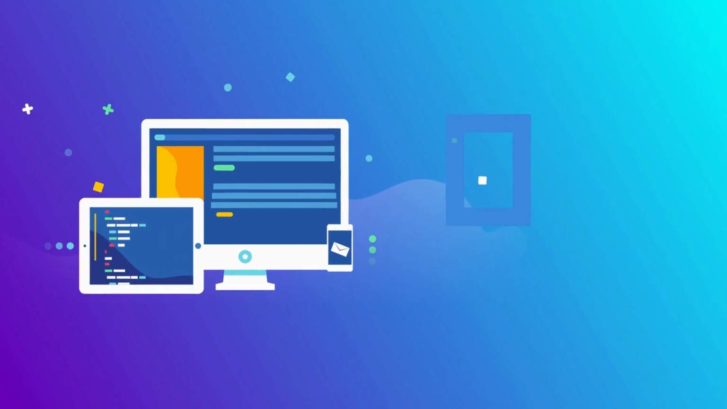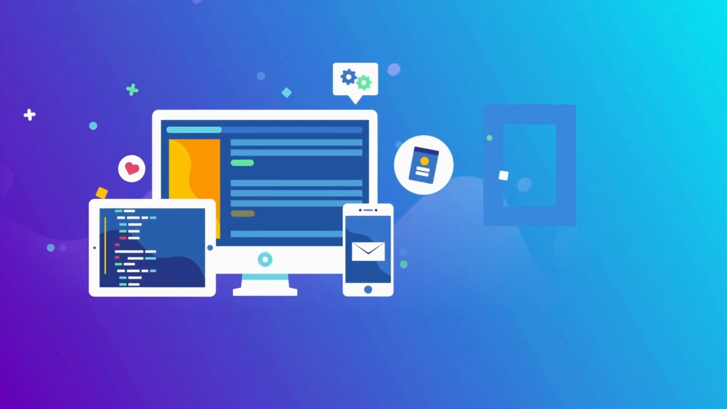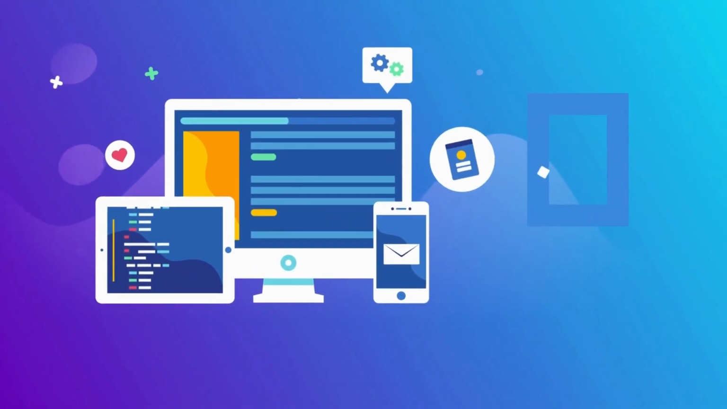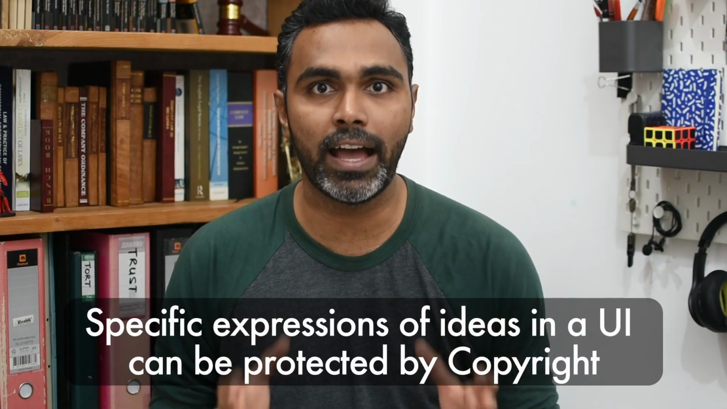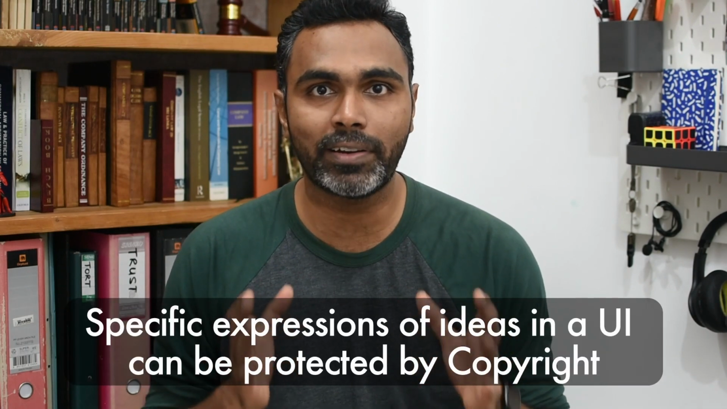This case has had far-reaching implications on how software and user interfaces are protected by copyright law even today. It solidified the notion that elements of a user interface are purely functional and therefore cannot be protected by copyright law. The courts also avoided granting a look and feel copyright to the overall user interface. However, the judgment does allow for specific expressions of ideas in a user interface to be protected by copyright law, provided they satisfy the threshold requirement of originality.